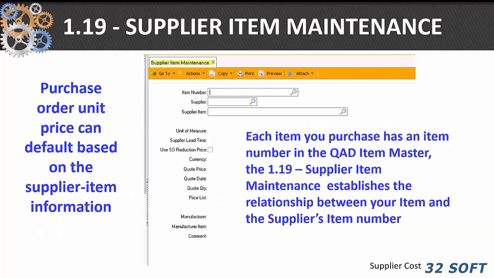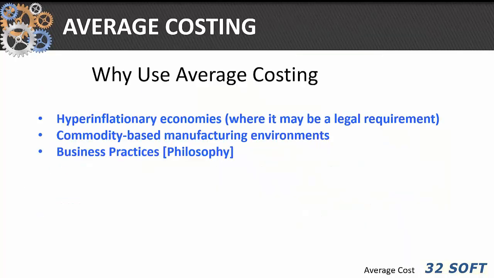The supplier cost, or your supplier item maintenance, gives you the relationship between your part number and your supplier's part number. So that if you've got a price in the 1.19, that can be used as the establishment of the cost in your purchase order. So that 1.19 is where you're going to define that relationship between you and your supplier base. Again, becoming very important for the changes that we see coming in the supply chain.